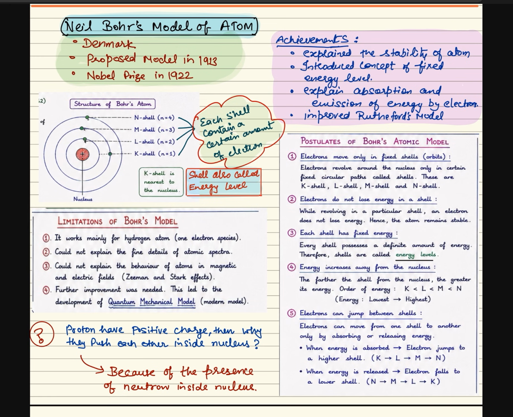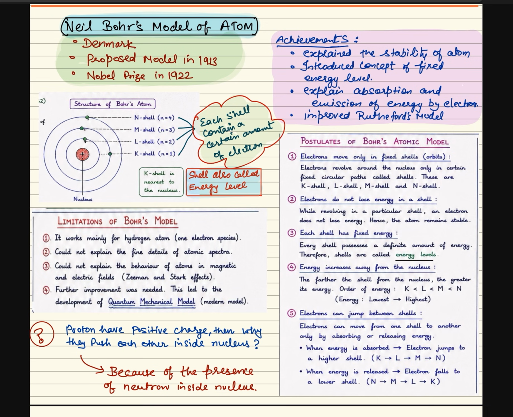But what were the limitations of the Bohr model? Actually, it worked mainly for the hydrogen atom, only a one-electron species. It could not explain the fine details of atomic structure, and could not explain some behavior like magnetic and electric field behavior, the Zeeman and Stark effects, that you will study in higher classes. More improvement was needed to the model, and this led to the development of the quantum mechanical model. This you will also read in higher classes.